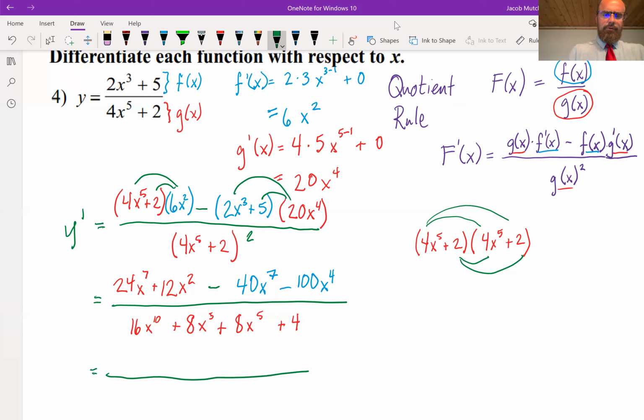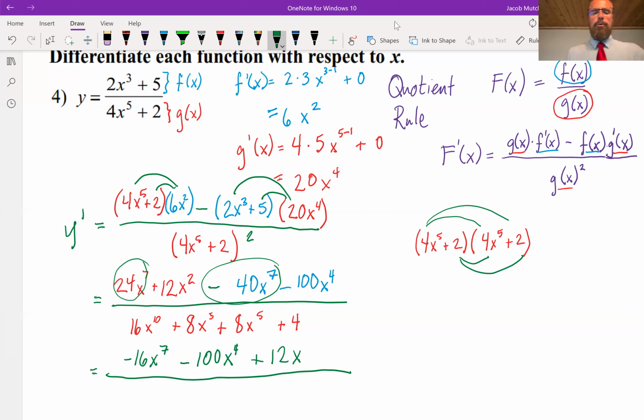So I only got 2 like terms there. It's 24x to the power of 7 minus 40x to the power of 7. So that's going to be a negative 16x to the power of 7. And then descending order would put minus 100x to the power of 4 next. And then finally plus 12x squared. So there's my numerator. That's complete.